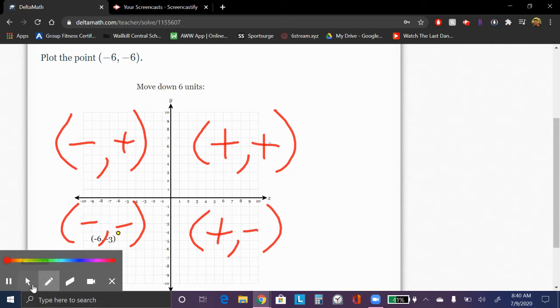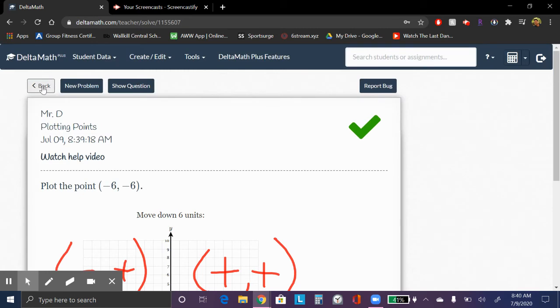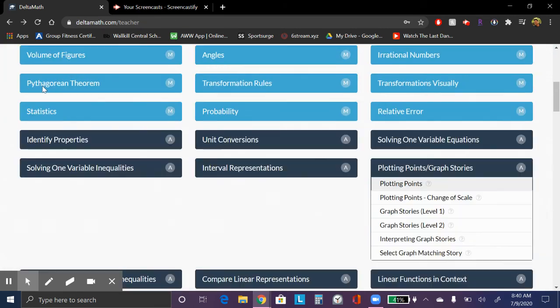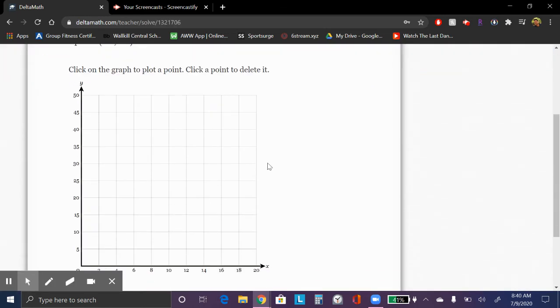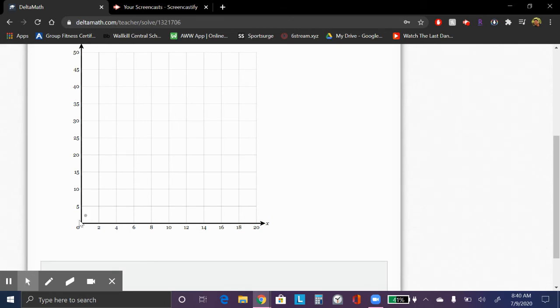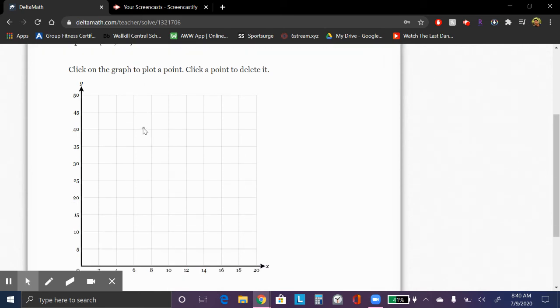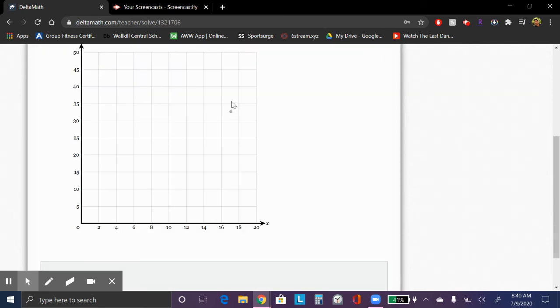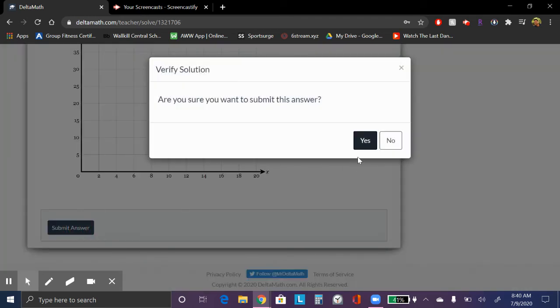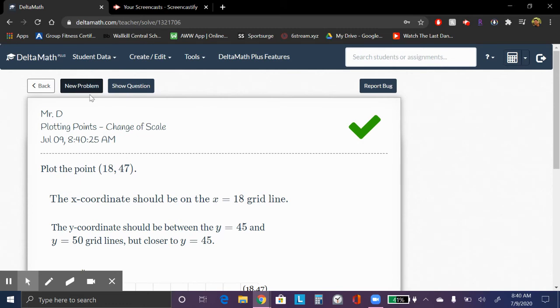Okay? So let's look at another way to graph points, not on an XY grid, but on a different scale. This is just all the first quadrant. These are all positive, positive, notice. So (18, 47). That means I'm going right 18, up 47. Now it doesn't give us 47 blocks to go up, so I'm going to estimate. It's going to be a little bit above 45. Right there. Submit. Bam.